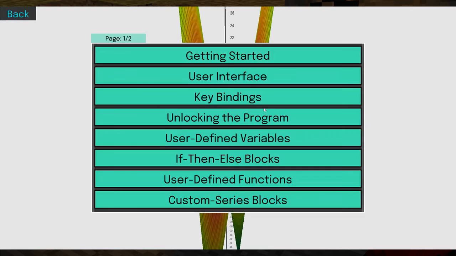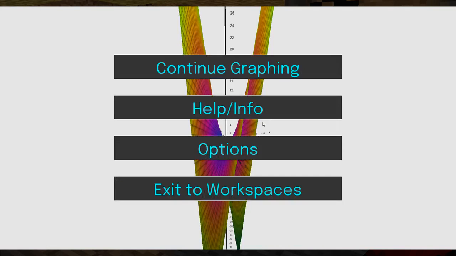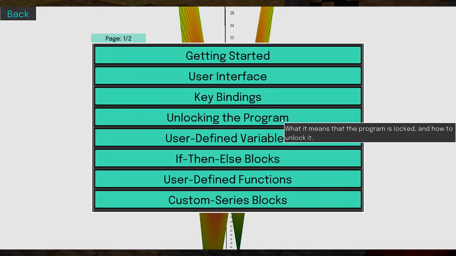It's also certainly worth mentioning that there are quite a number of help and information articles available right in the app, which can be accessed simply by going to the pause menu, pressing help info, and then clicking on one of the entries.